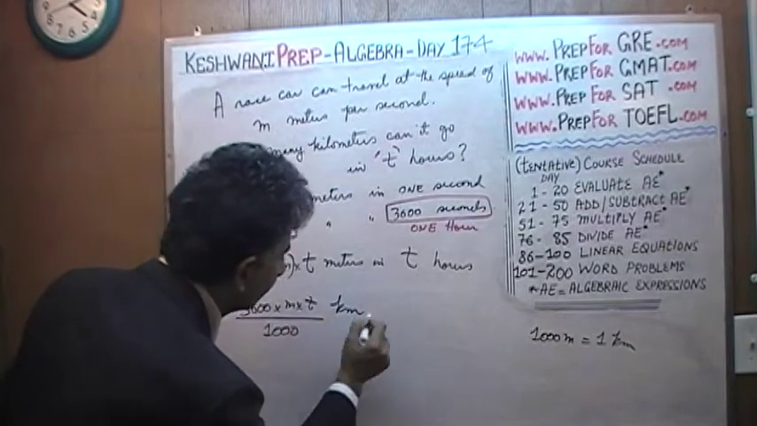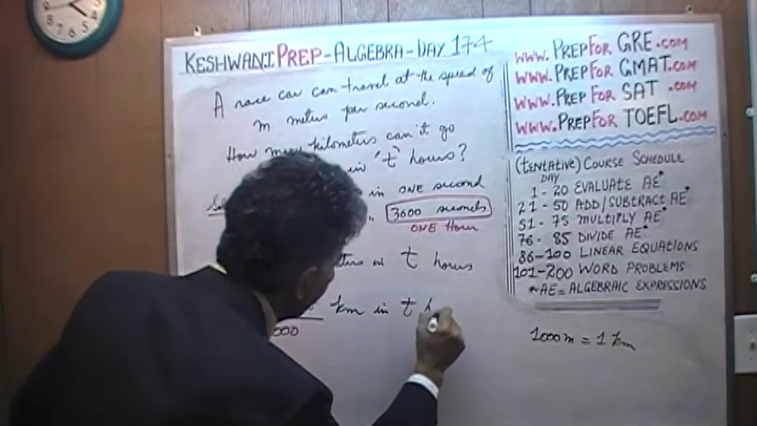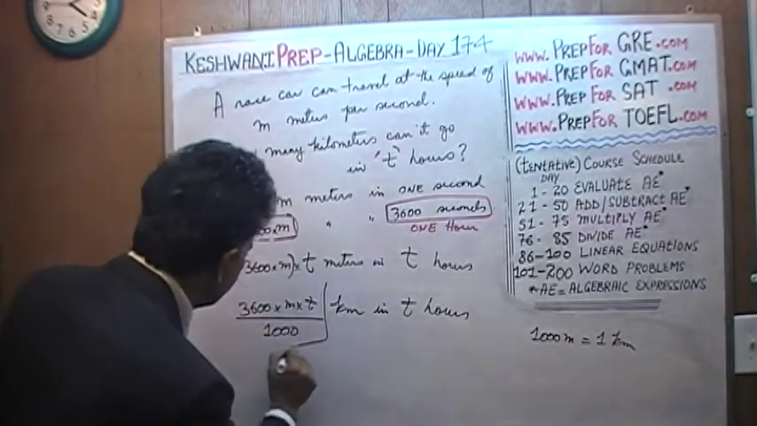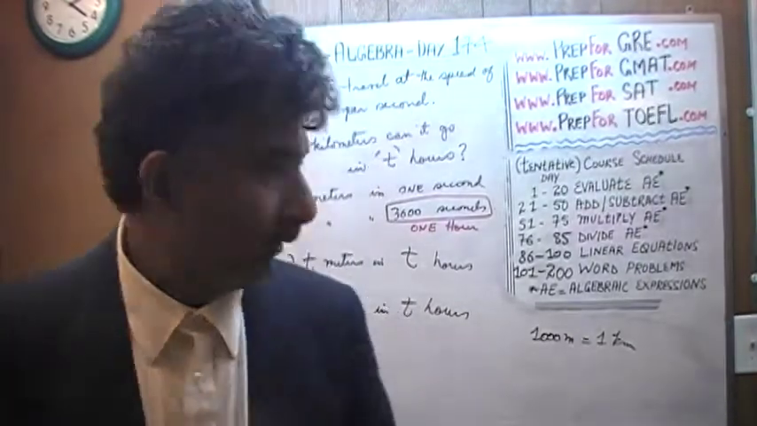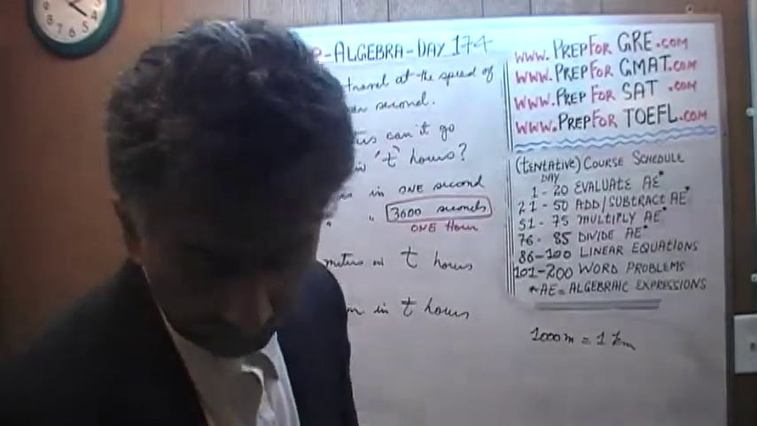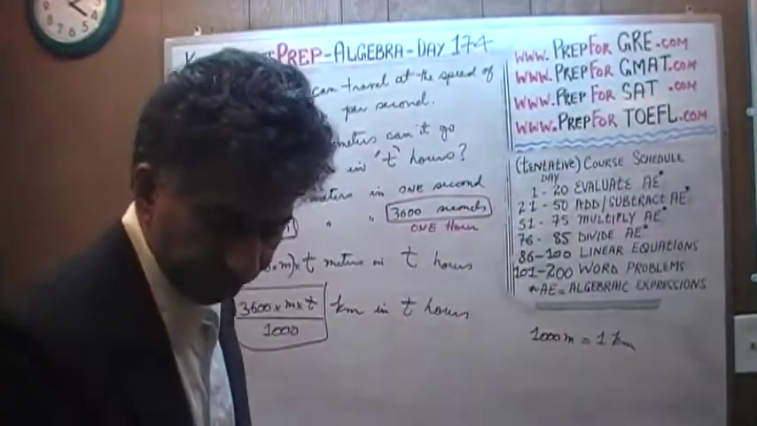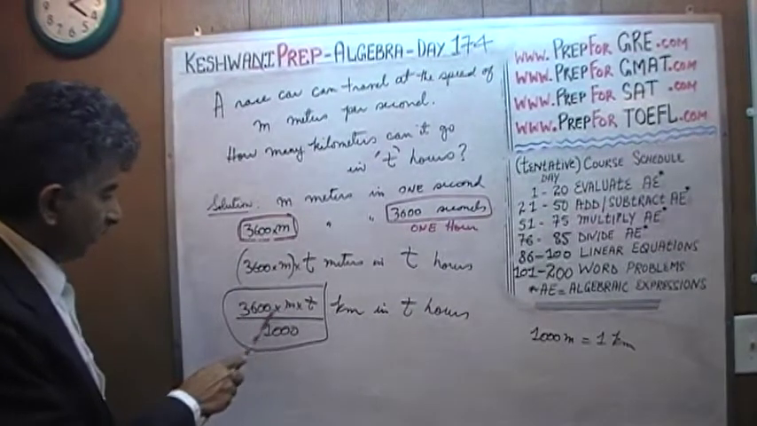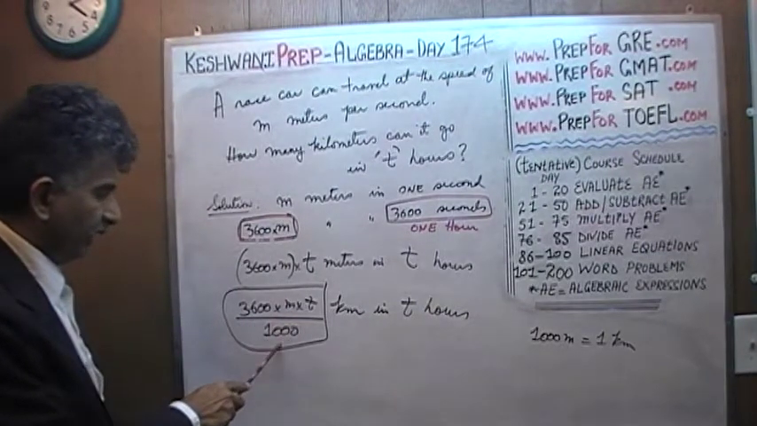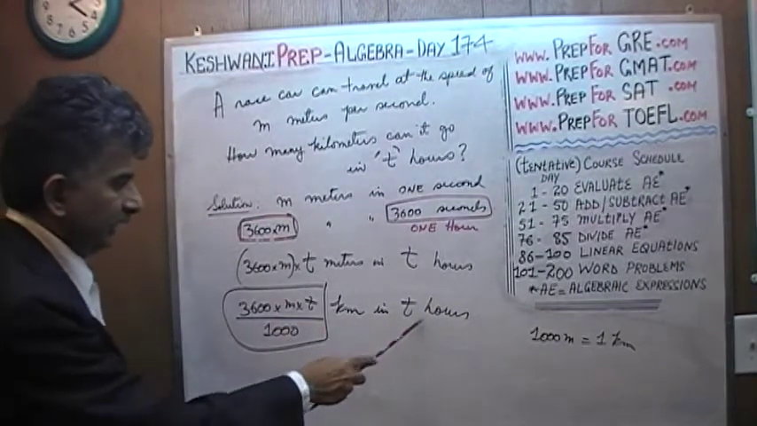This is how many kilometers we travel in t hours, which is what the question is asking. The question was asking how many kilometers can we go in t number of hours. We just found it. It turns out we can go 3600 times m times t divided by 1000 kilometers in t hours.